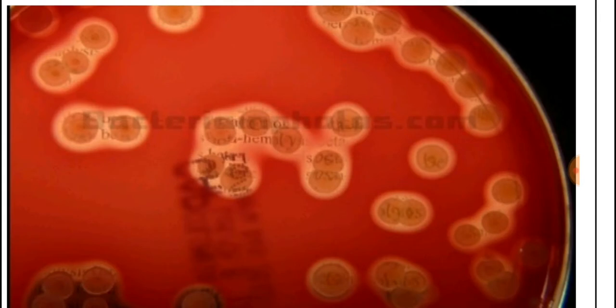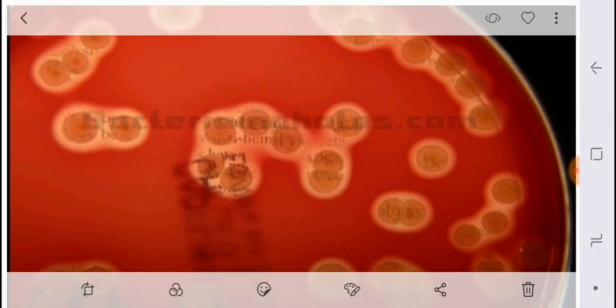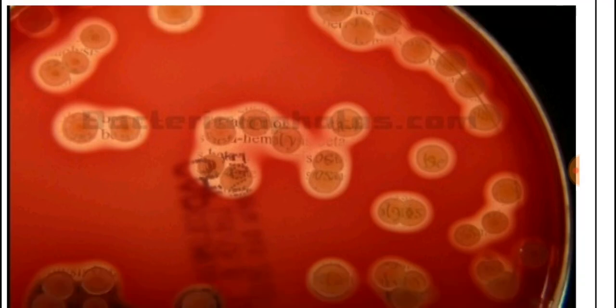The other important aspect of Staph aureus is regarding the hemolysis. This organism shows beta hemolysis on blood agar. Along with beta hemolysis, it shows pin head size colonies. Okay, so pin head size is seen in Staph aureus, whereas pin point is seen in Streptococcus.